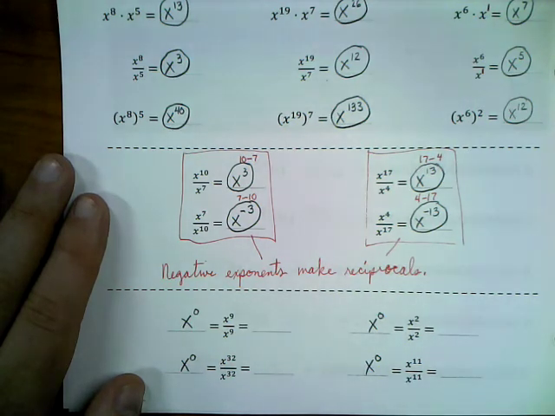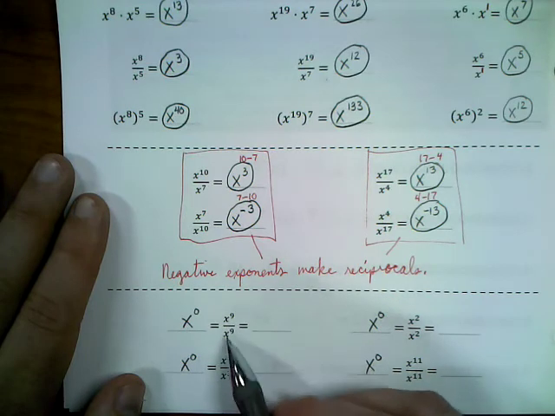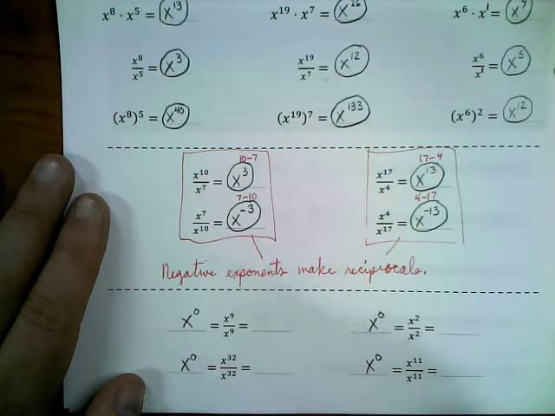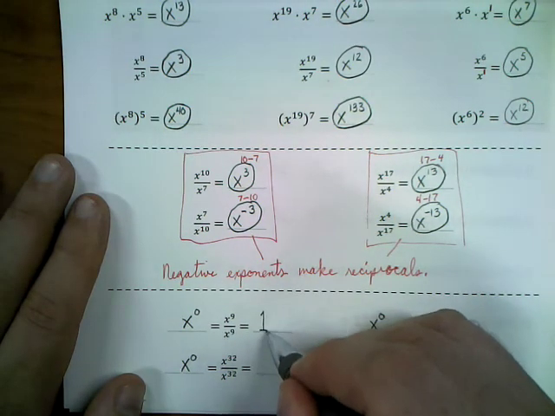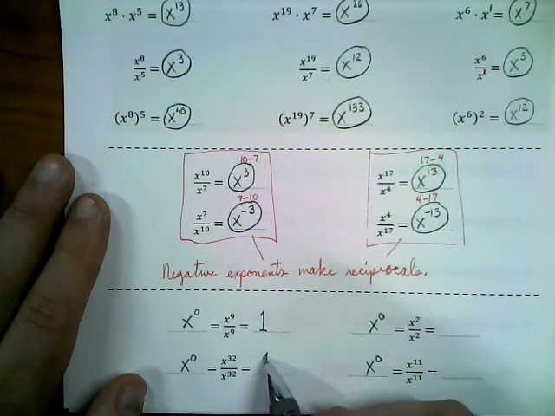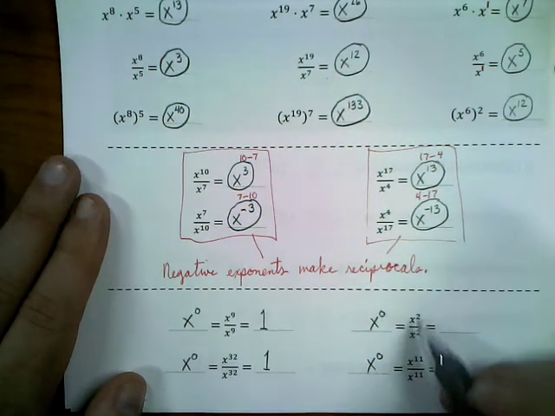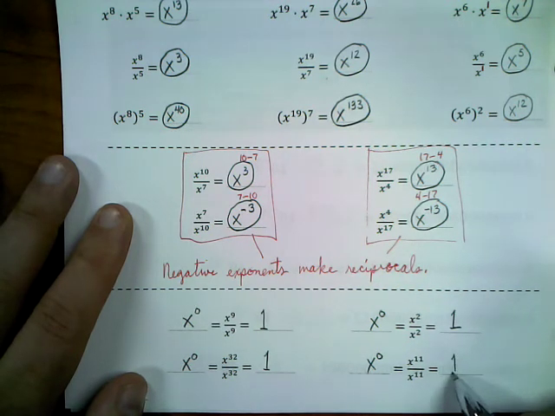But what else do these equal? Well, x to the 9th over x to the 9th, this is something over itself. Something over itself is always 1. Something over itself is always 1. And something over itself is, well, still always 1.